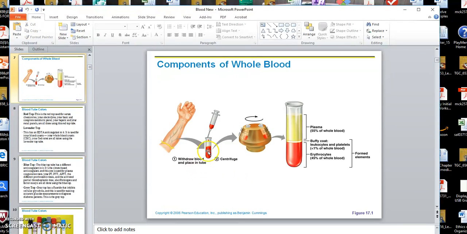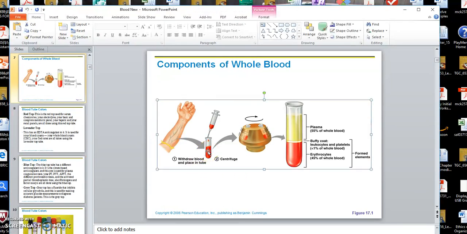We do something called spinning a hematocrit. Spinning a hematocrit is where you draw some blood, put it in a centrifuge, and the heavier stuff, which would be the formed elements, goes to the bottom with the plasma on the top. And so what we're able to do is to determine the percentage of plasma to the formed elements.